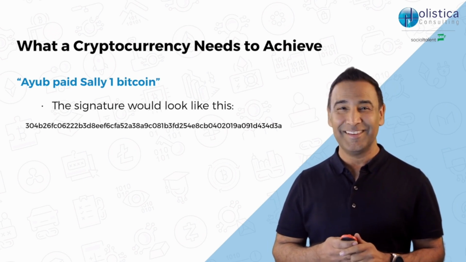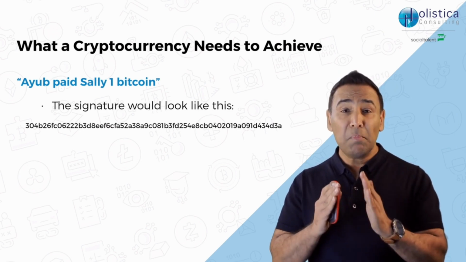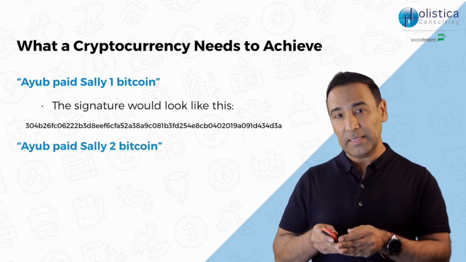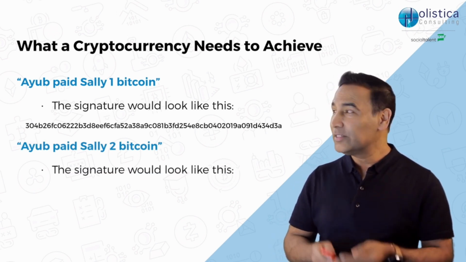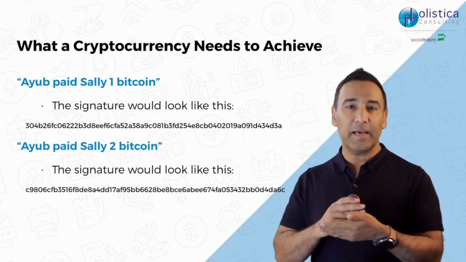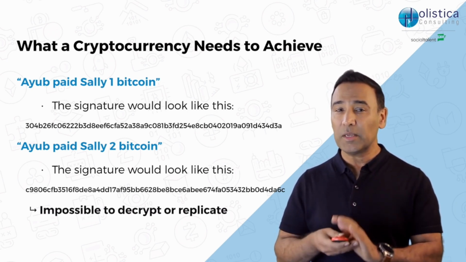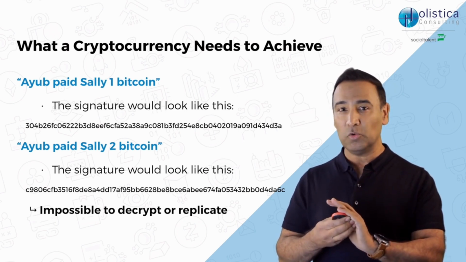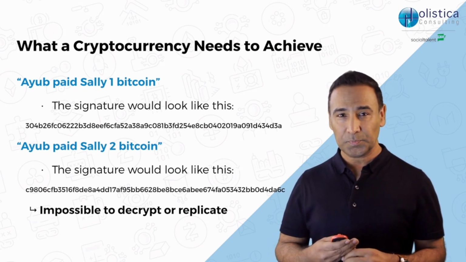Pretty, isn't it? However, if I then put in just a minor change to the message, Ayub paid Sally 2 Bitcoins, the signature is going to look like this. Has no relation to the first signature and has no relation to seemingly anything. So there is no way you can somehow decrypt this to re-engineer and tamper with the original message or replicate this without ringing alarm bells.